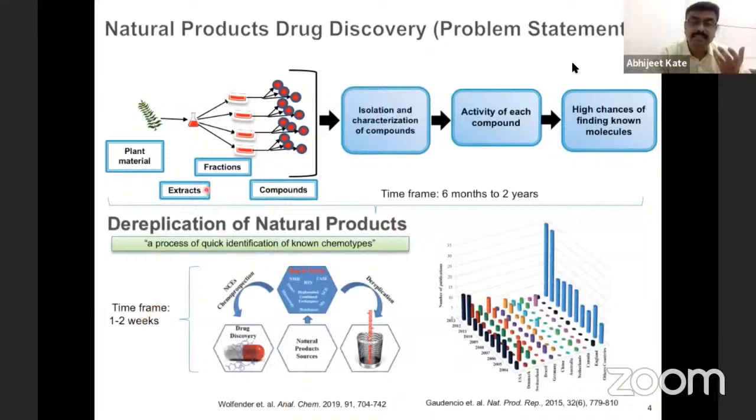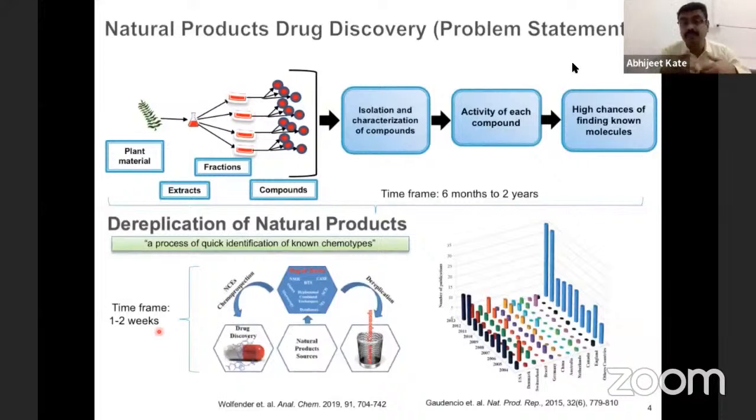Just make a fraction quickly, you extract it and make a fraction, or you can analyze the extract as it is. It is done within 2 weeks, depending on the facility you have. With a very good facility, you can do it in days. So rather than spending 6 months to 1 year, you can spend 1 or 2 weeks to find out, should I work on this extract? That question is very important to ask, to save a lot of money, effort, and research field work.